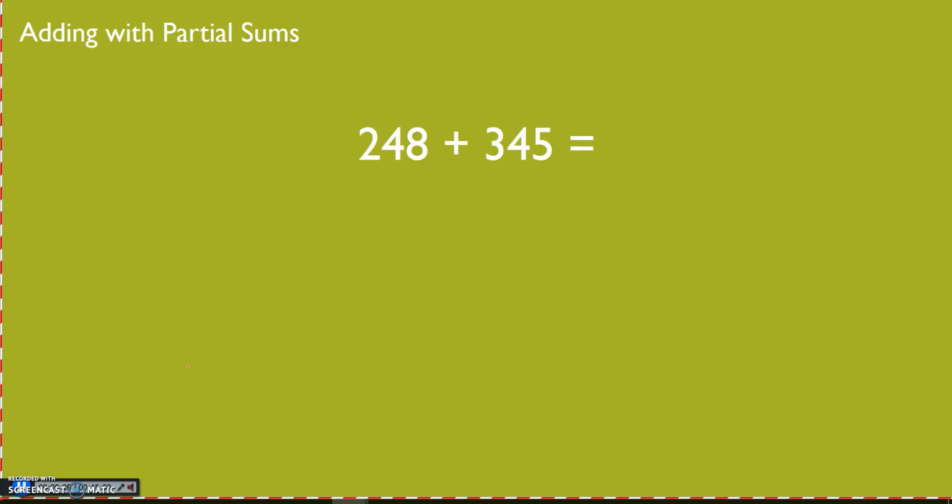So what I'm going to do is add my hundreds, then add my tens, and add my ones and put them all together. So I'm going to start with my hundreds. I have 200 plus 300, and that's going to give me 500. And then I'm going to add to it whatever my tens are. So my tens are 40 plus 40, which is going to give me 80. And if I add 500 plus 80, it will give me 580.